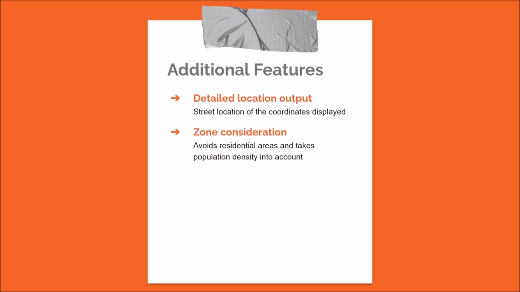So our web app has 5 additional features. Number 1, detailed location output. Our web app will display the street location of the coordinate. Number 2, zone consideration. Our web app avoids residential areas and takes population density into account when finding the locations of these new charging stations.